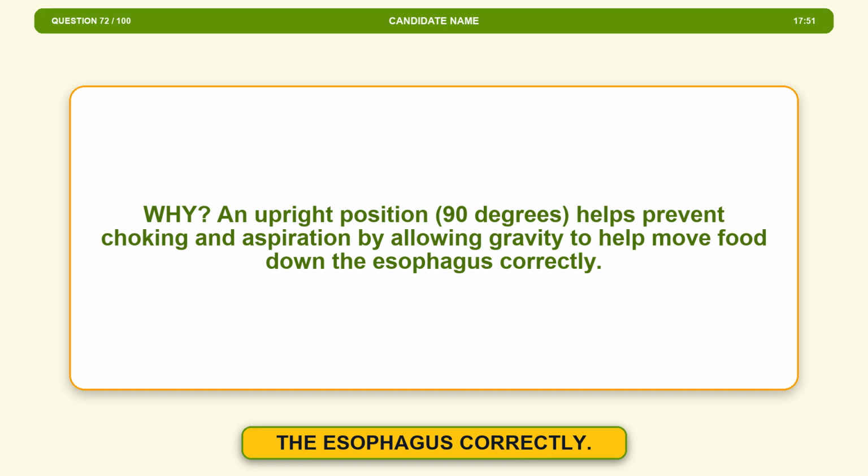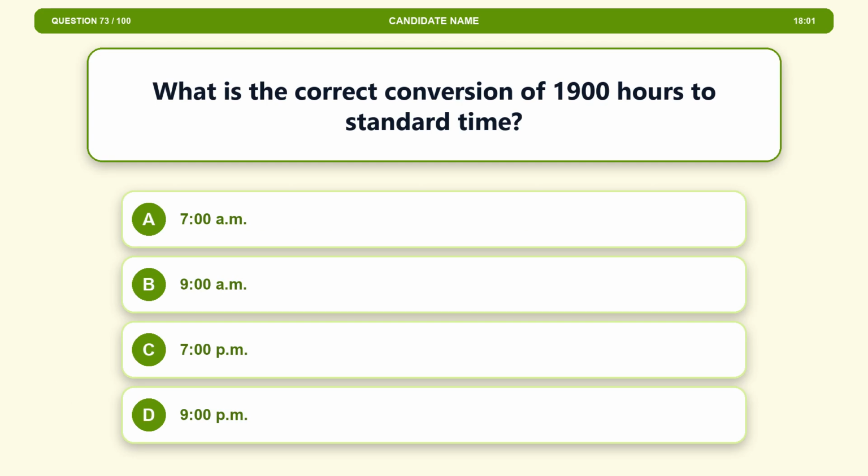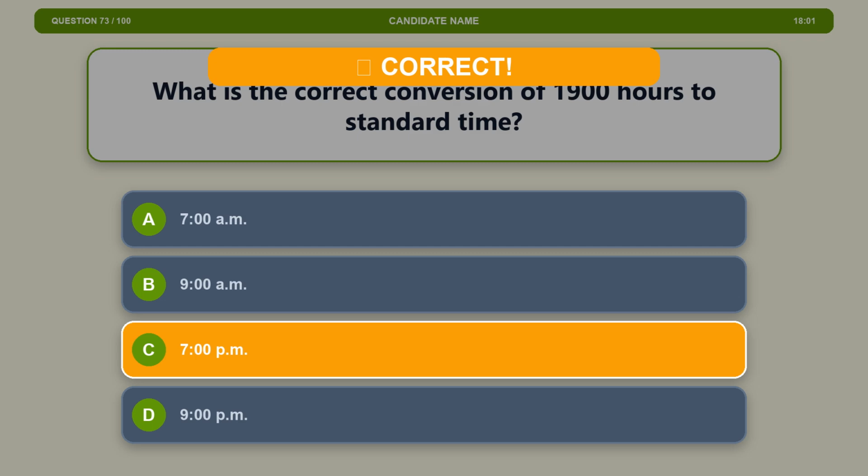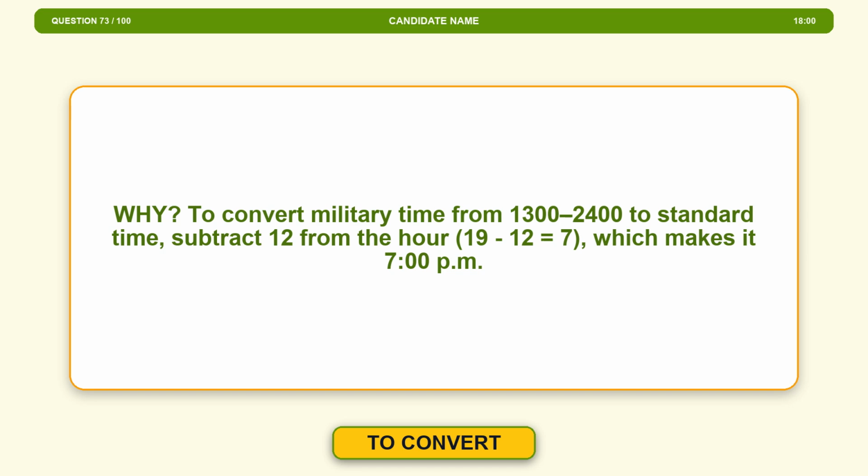Question 73. What is the correct conversion of 1900 hours to standard time? Option A, 7 a.m., Option B, 9 a.m., Option C, 7 p.m., Option D, 9 p.m. The correct answer is Option C, 7 p.m. To convert military time from 1300 to 2400 to standard time, subtract 12 from the hour. 19 minus 12 equals 7, which makes it 7 p.m.